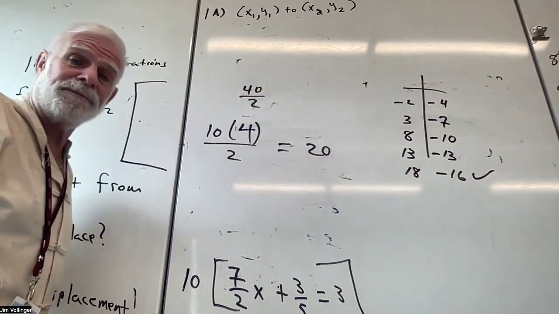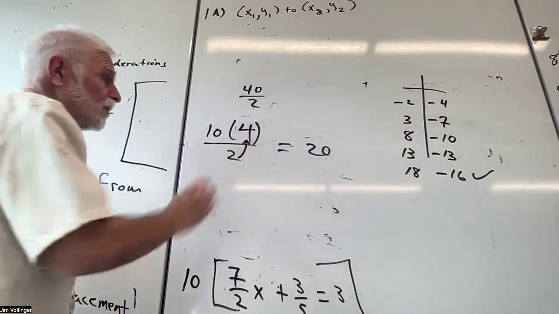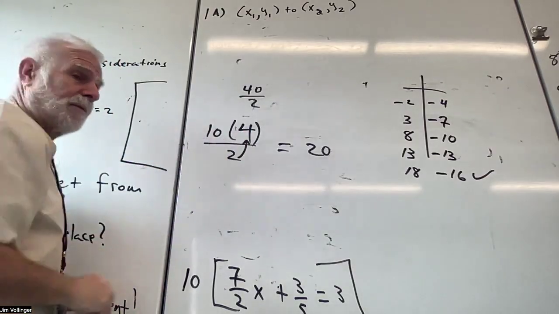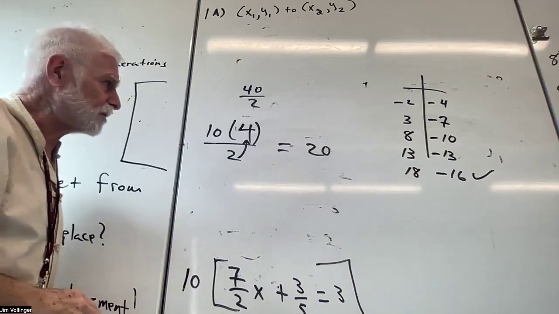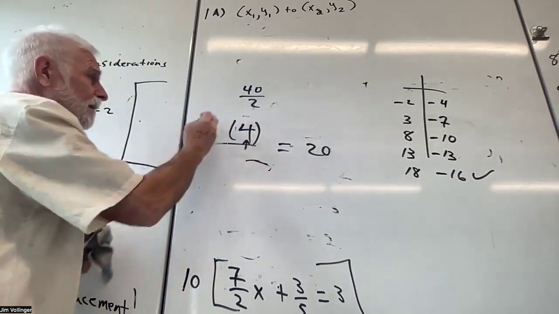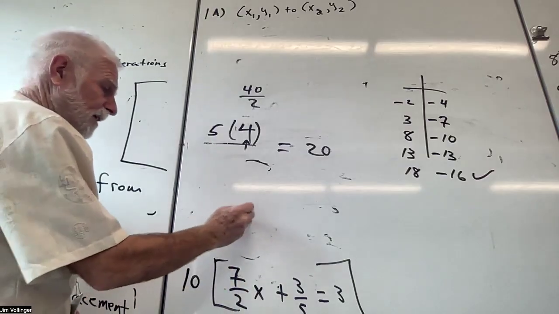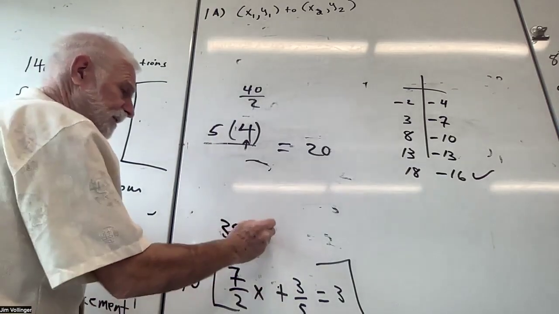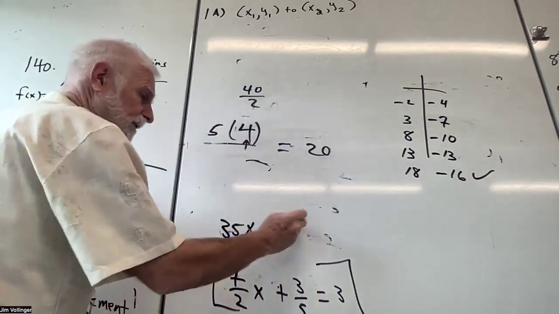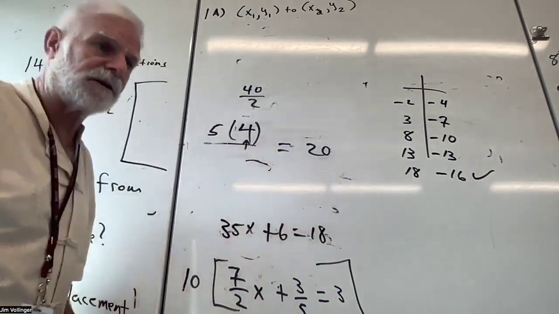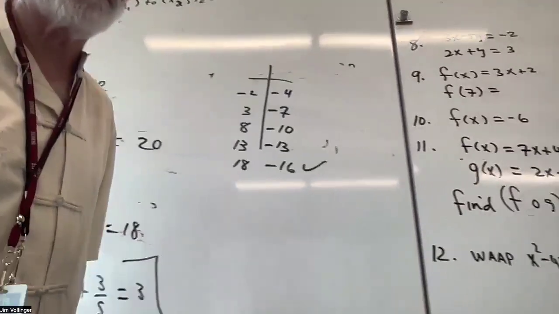That is a true statement. And I suppose I could have done 2 into 4 and then multiplied times 10. There's lots of ways to do this. Or I could divide 2 into 10, which is what I'm hoping you see. So 35x plus 6 equals 18. And I'm not going any further because we just did that in the last problem. You can solve that one on your own.